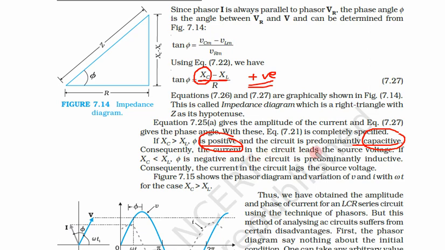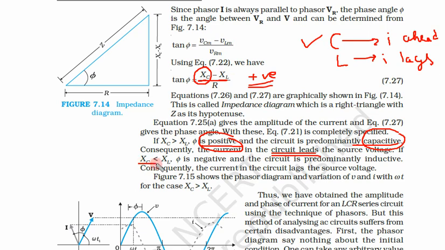Consequently, the current in the circuit leads the source voltage. That means current will be ahead of voltage. As we have seen in the capacitor case, in a capacitor current I is ahead. In case of inductance, I lags. So if the capacitance is more, current is ahead, and this phase angle phi is positive.